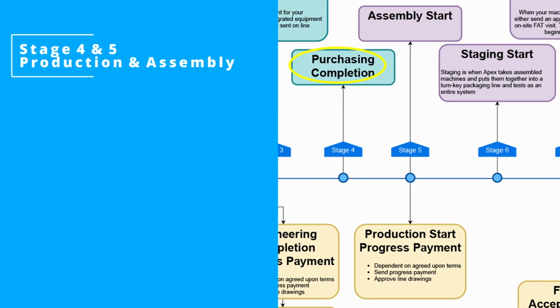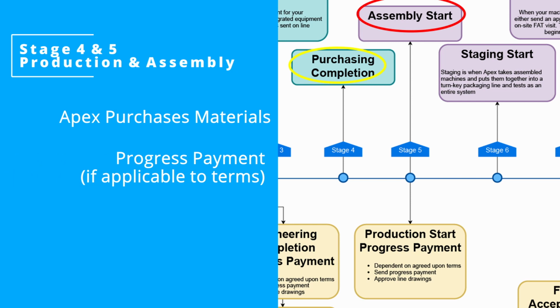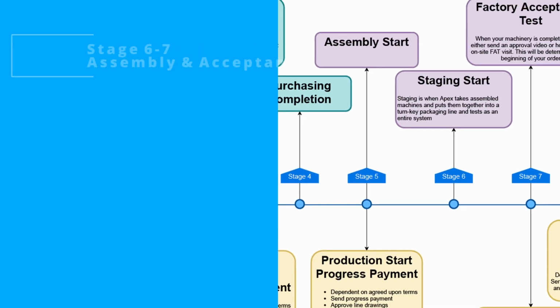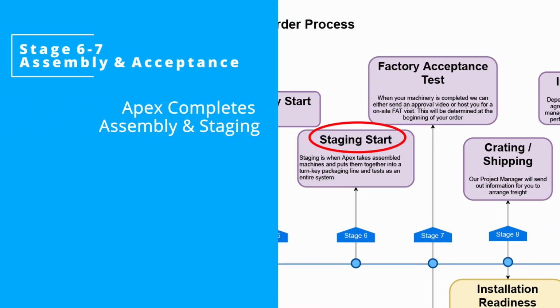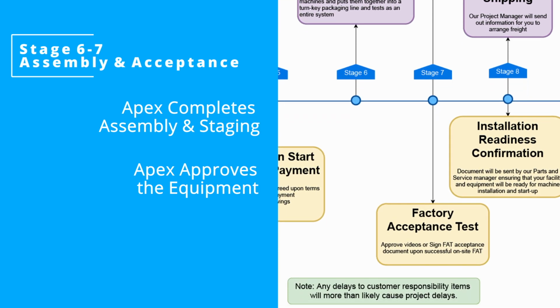After your order leaves engineering, we work on purchasing the materials needed for production to start assembly. If your agreed upon payment terms require a third progress payment, it would be due at this time before we are able to start assembly. Once your equipment is built, we move on to the testing and approval stage. The department heads will meet again for a factory acceptance test meeting to review your equipment and ensure its quality. After that, we will need your acceptance of your equipment.